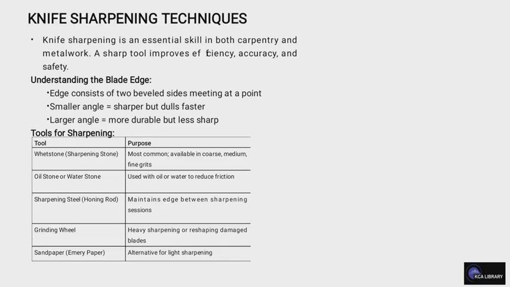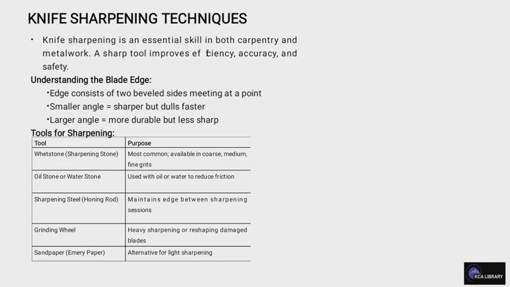Let's look at knife sharpening techniques. When working, there is a need to have a sharp tool. Knife sharpening is an essential skill in both carpentry and metal work. A sharp tool improves efficiency, accuracy, and also safety.